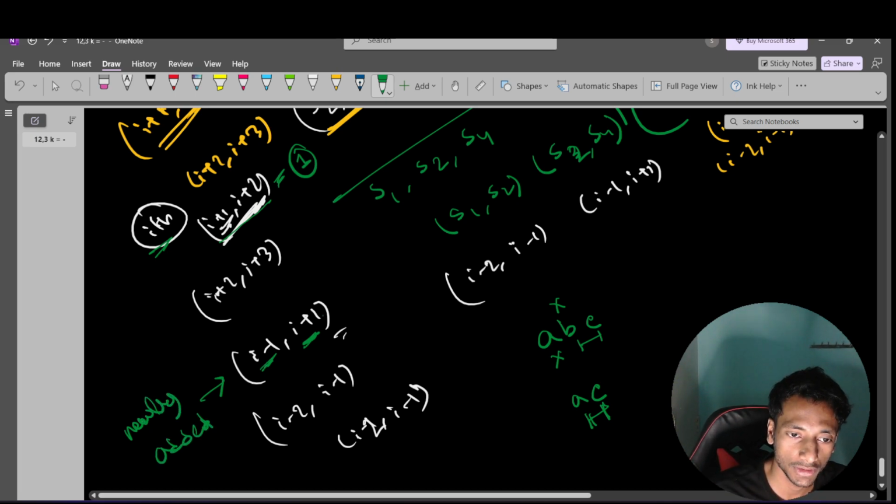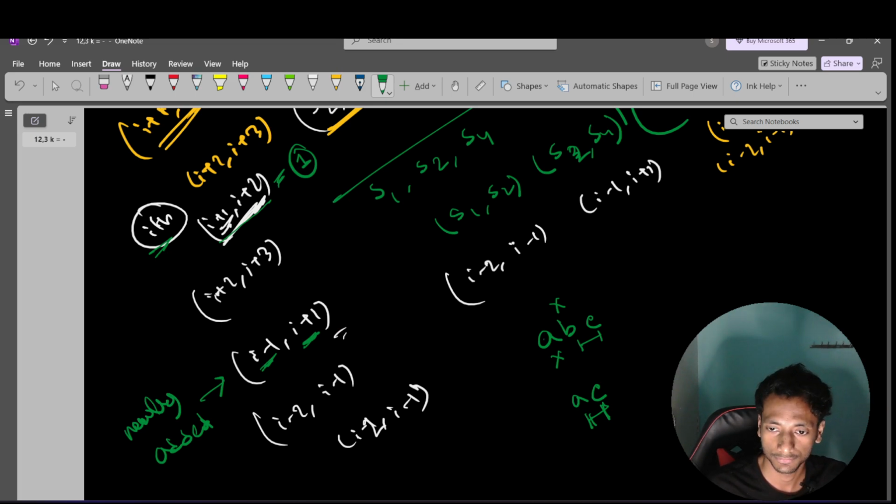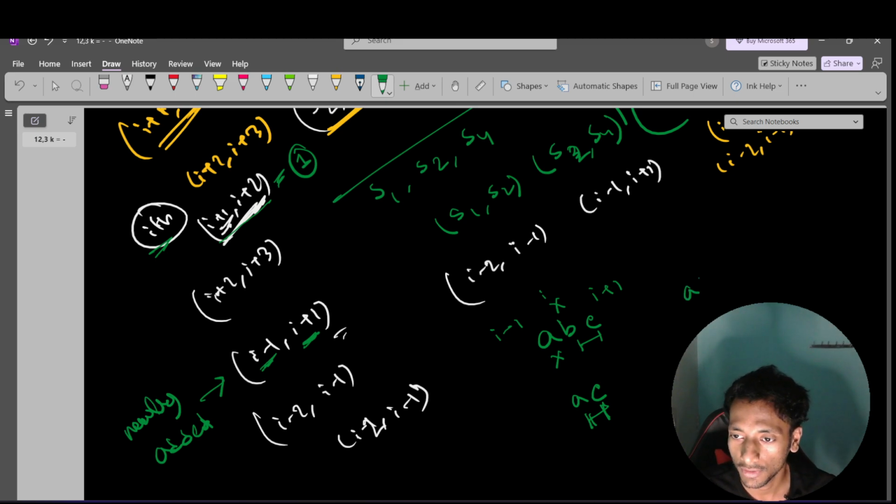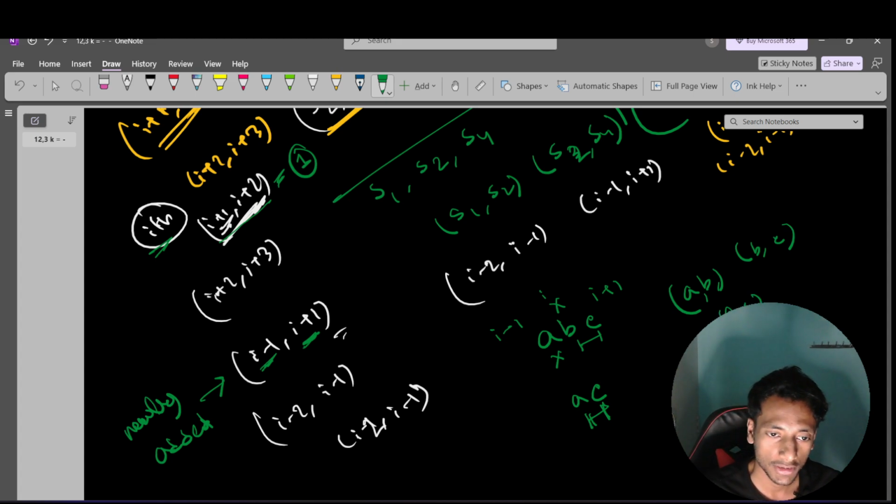Why actually I minus 1 with I plus 1? This is actually I, this is I minus 1 and this is I plus 1. The adjacent pairs previously were A B and B C. But I have removed B. So that's why A and C are now adjacent. Clear? So that's why this pair may be created.